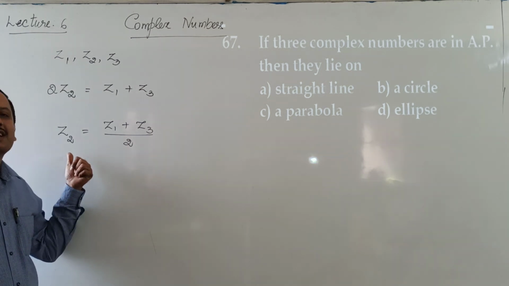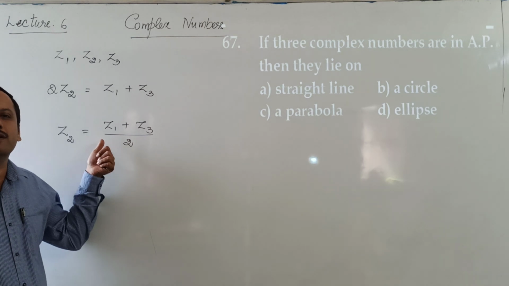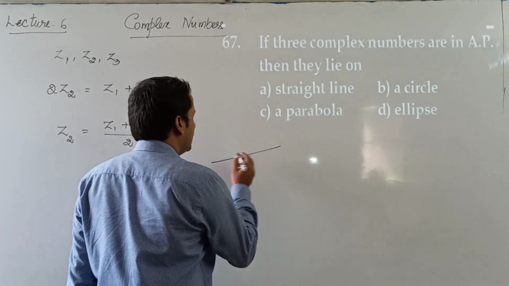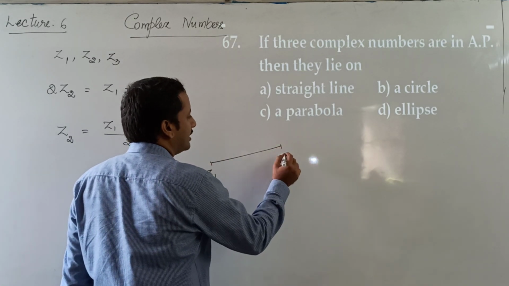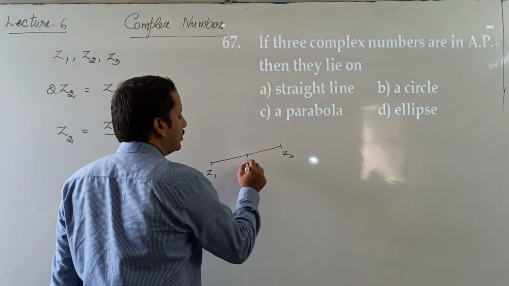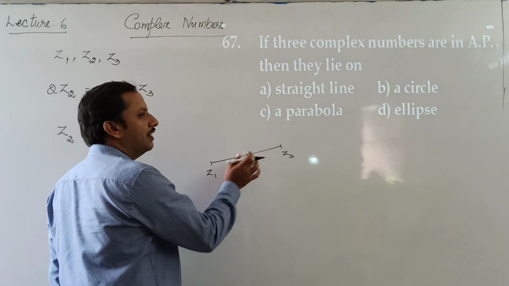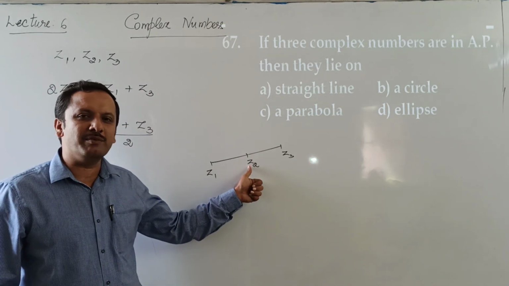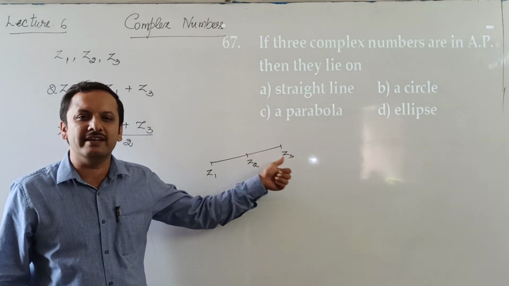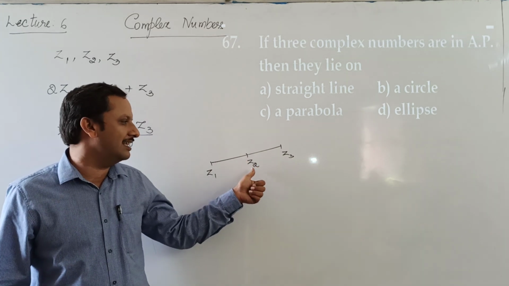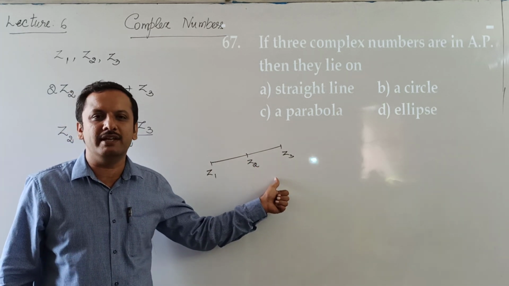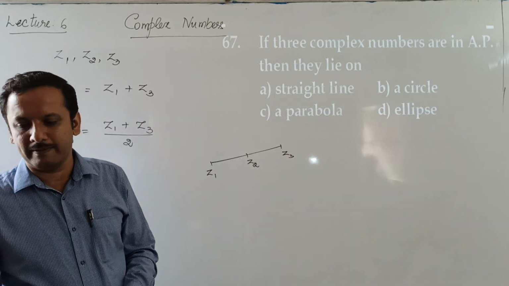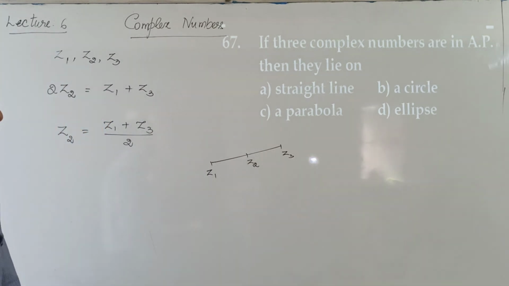This suggests that Z2 is the midpoint of the line joining Z1 and Z3. See here, Z1 is here, Z3 is here. Z2 is the midpoint of the line joining Z1 and Z3. So this is the midpoint. That means these three must be collinear. They must lie in a straight line. Then only Z2 can be the midpoint of Z1 and Z3. Then that suggests that they lie on a straight line. Okay, let's go to the next question.